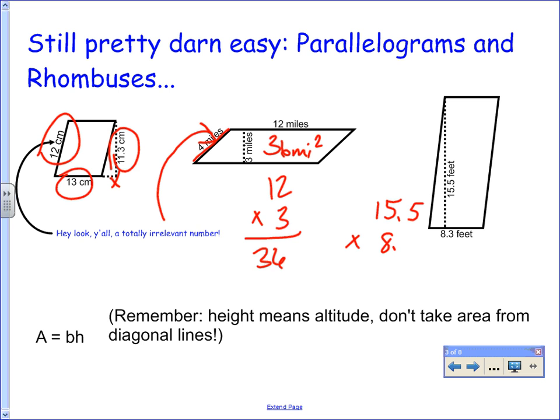And then the next one, this one here, you can see that the altitude is 15.5, and then the base is 8.3, and so the area of that one, and I'm just going to do it on a calculator because I'm being lazy, is 128.65 feet squared. So that's how many little feet would fit in their little squares.